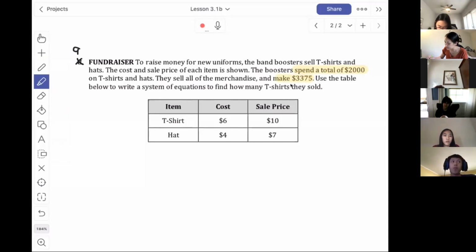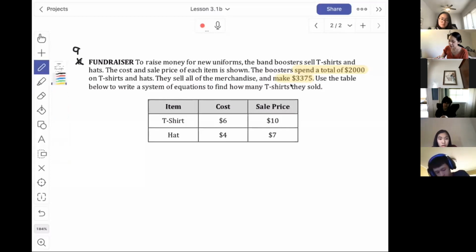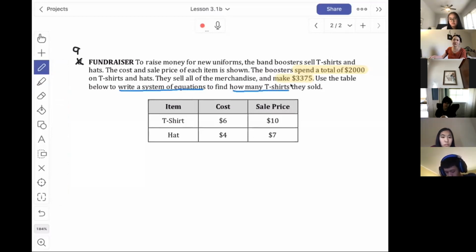Nice, thank you. Okay, so our goal is to write a system of equations and find out how many T-shirts they sold. Those are the important things you should always be highlighting, especially with word problems, and pulling out the important information.